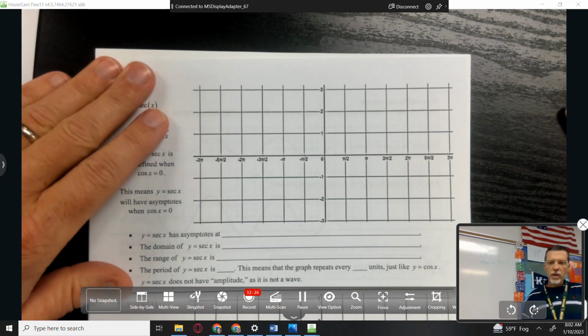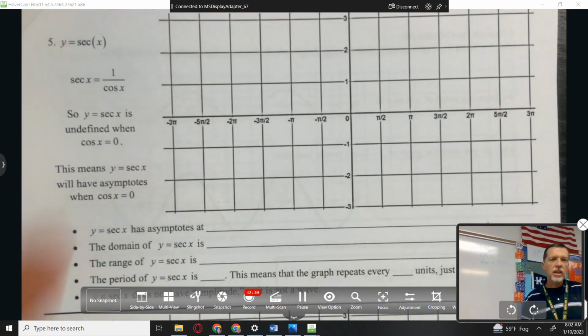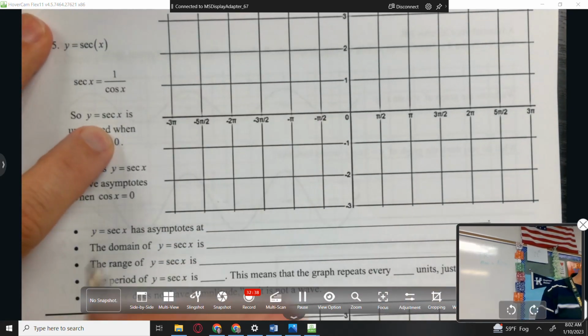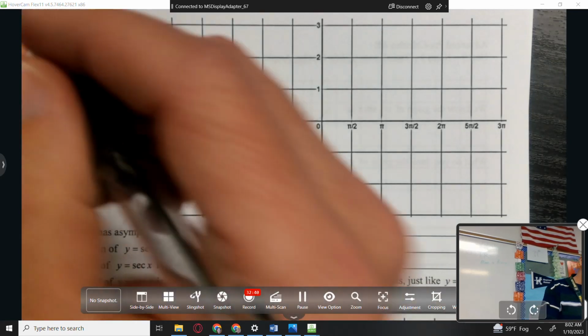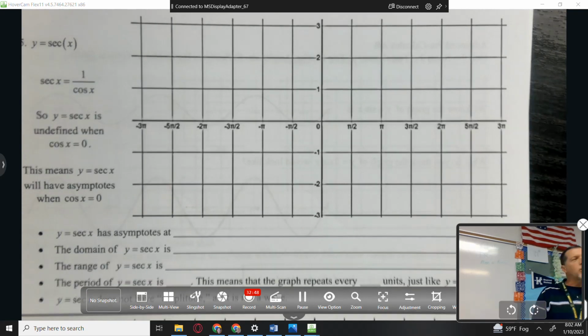All right, turn the page. These are going to go quicker because we don't do a whole lot with secant and cosecant. Secant's 1 over cosine. The easiest way to graph secant is to start by graphing cosine. So do you remember where cosine started? Did it start at a min, a middle, or a max? Where did cosine start? In the middle.